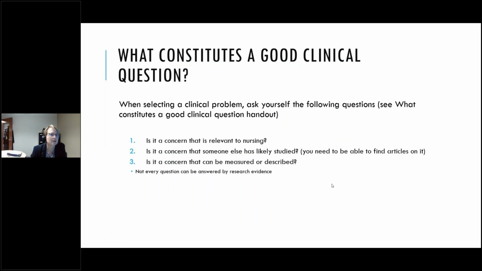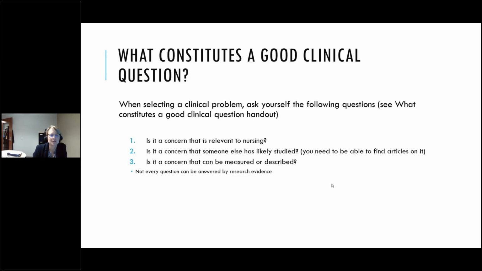Now, the next question is, what constitutes a good clinical question? You're going to be coming up with a problem and then creating a question from that problem. It's basically a research question, but we call it a clinical question. So when selecting a clinical problem, ask yourself the following questions. 1, is it a concern that is relevant to nursing? You want to make sure that it's not a medical question, that it's a nursing question.